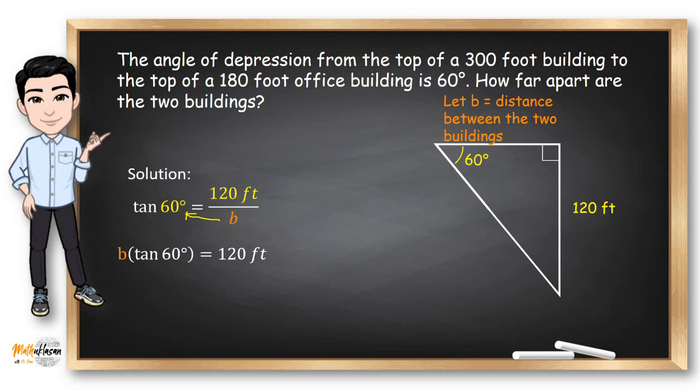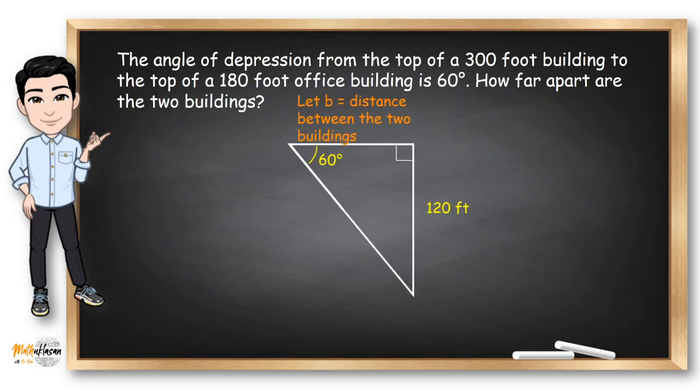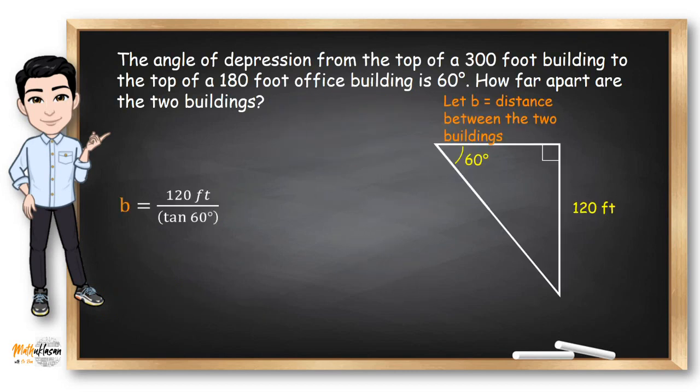And dividing both sides again by tangent 60 degrees, we'll be able to get B on the left side of the equation. Now, doing that, we have 120 feet over tangent 60 degrees. So that the answer using your calculator is 40 square root of 3 or 69.28 feet.